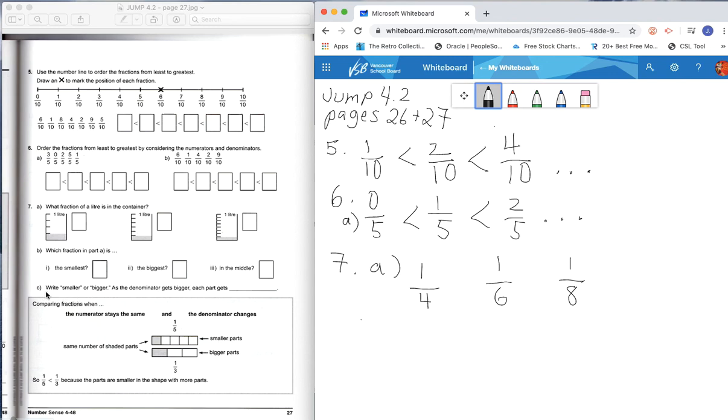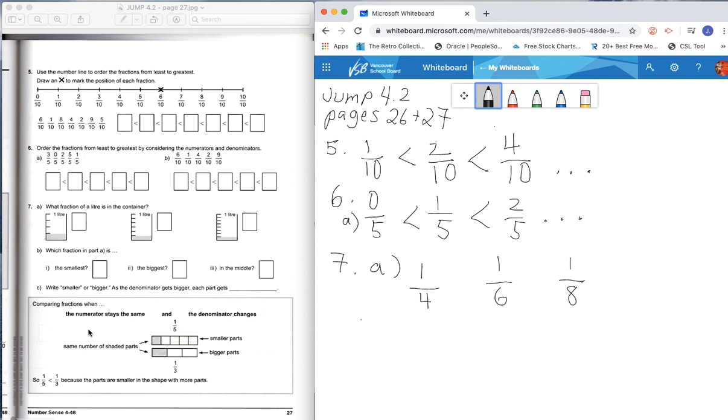All right, C, write smaller or bigger. As the denominator gets bigger, each part gets what? So remember, the denominator is the bottom number. Okay, so looking at the bottom numbers, when the denominator gets bigger, each part, so the part that is shaded, does it get smaller or bigger? You're just going to write either smaller or bigger in here. Okay? So let's read the last box here.